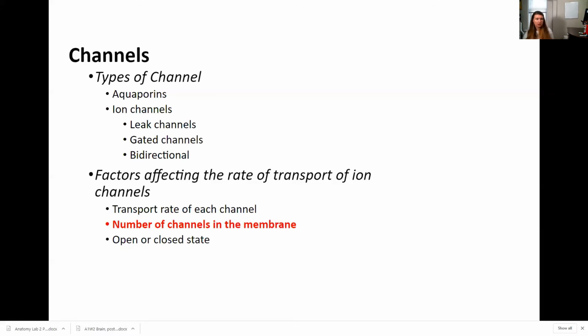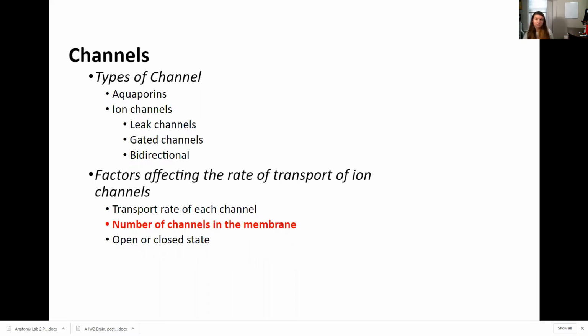Then the number of channels in the membrane also makes a big difference. So more channels, faster rate of transport. And that's just like our carrier proteins. So just like our other type of facilitated diffusion, if you have more ways to get through that membrane, you go through faster. So that's also like our simple diffusion directly across the membrane, where we saw if we have a greater surface area, that's essentially more ways to get through the membrane. So we had faster transport there as well. So our channels, more doors, go through faster.